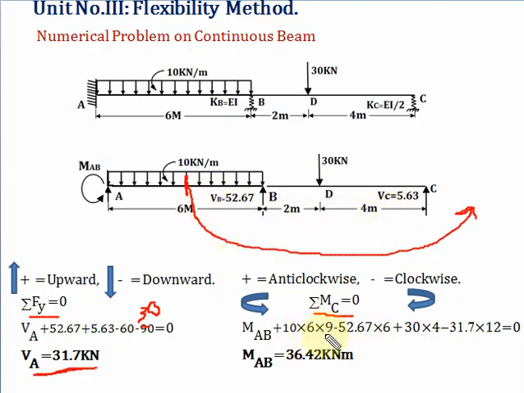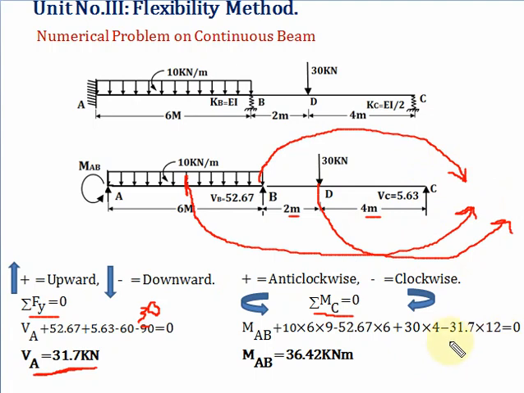Okay, so 10 into 6 into 9, then this 52.67 will act in clockwise direction, so minus 52.67 into the distance, that is 2 plus 4, 6. Okay, now this 30 will act in anti-clockwise direction, so 30 into 4. Okay, and this 31.67 is nothing but vertical reaction at A, so it will act in anti-clockwise direction, so minus 31.7 into the length, that is 6 plus 6, that is 12.